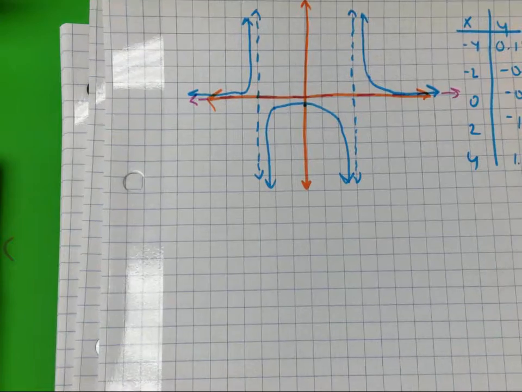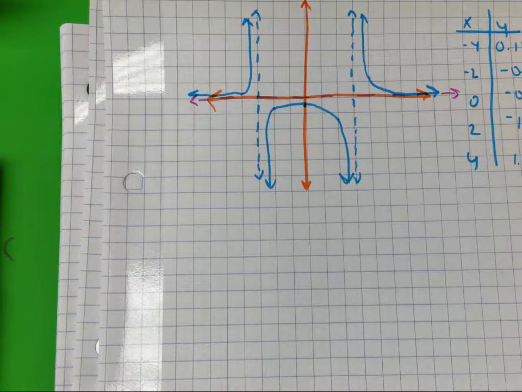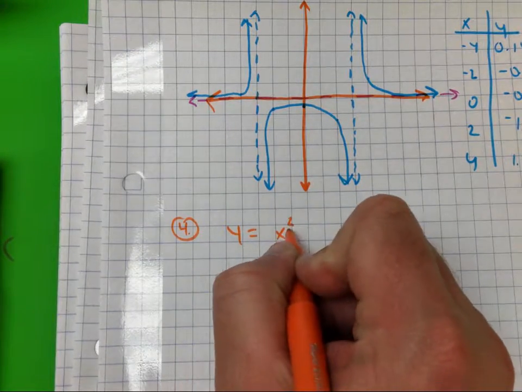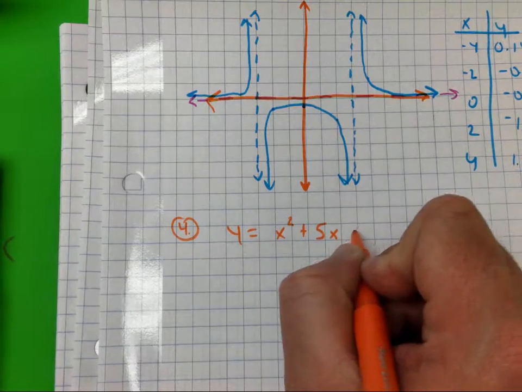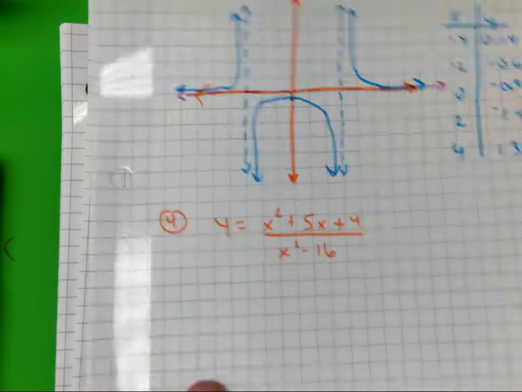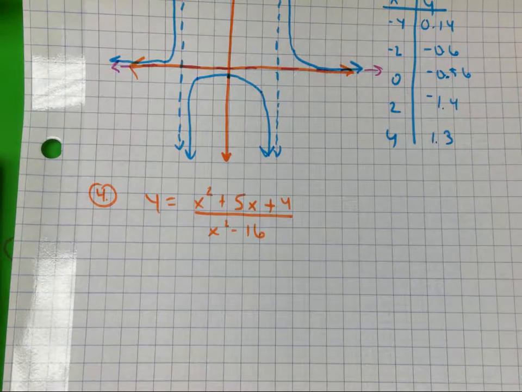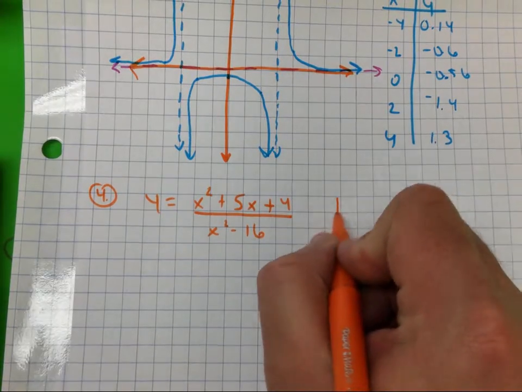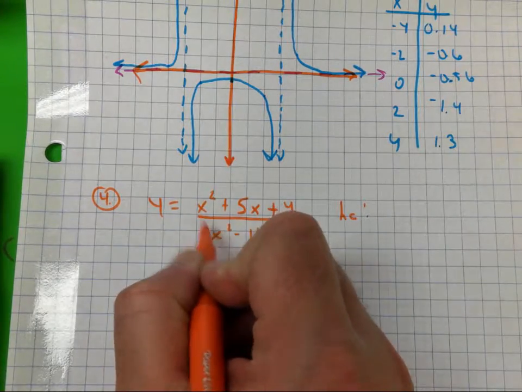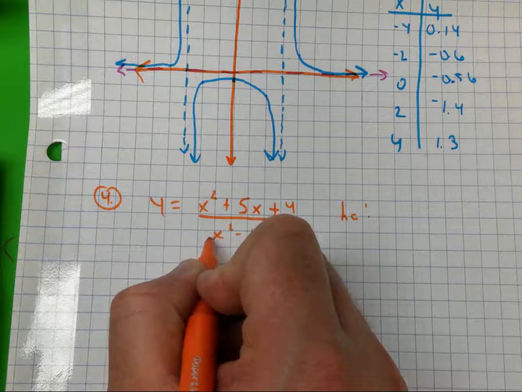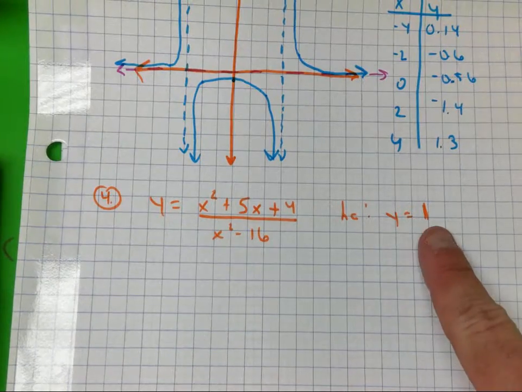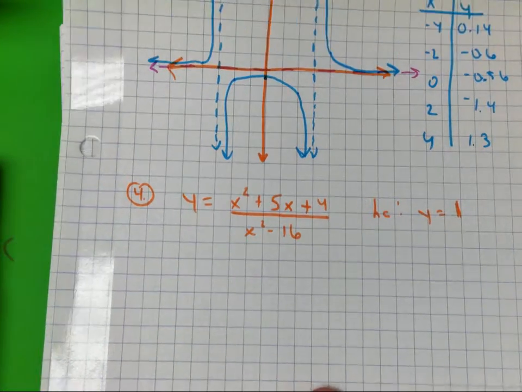Alright, let's look at number 4. Number 4 off this piece of paper wants to graph this rational function: y equals x squared plus 5x plus 4 divided by x squared minus 16. Okay? First thing I'm going to do is find my horizontal asymptote. The degrees are the same in the numerator and denominator, so what you would do is divide the leading coefficients. Leading coefficient is 1 here, leading coefficient here is 1. 1 divided by 1 is 1, so your horizontal asymptote is y equals 1.